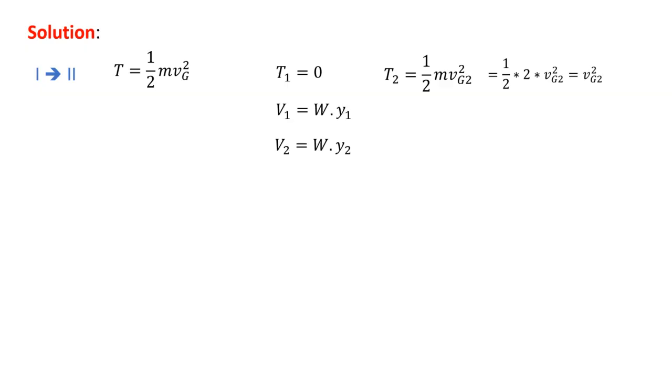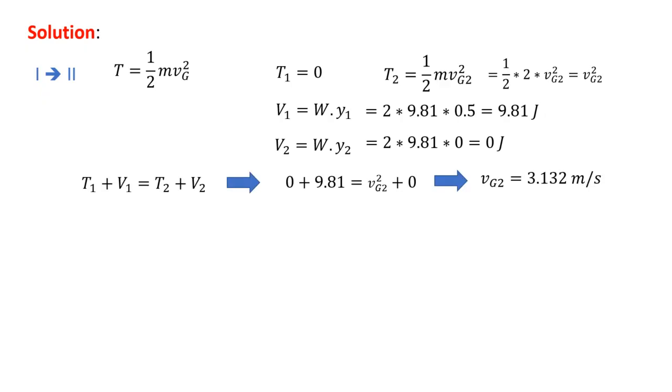Now the V1 is going to be the weight multiplied by the Y1, and the V2 is going to be the weight multiplied by the Y2. The Y2 is 0. The Y1 was 0.5. So 2 kilograms multiplied by 9.81 multiplied by 0.5 meters will give me 9.81 joule, while the V2 was 0. Well, we know the T1, T2, so just put that in the equation. And by solving, we will find that the Vg2 is equal to 3.132 meters per second.